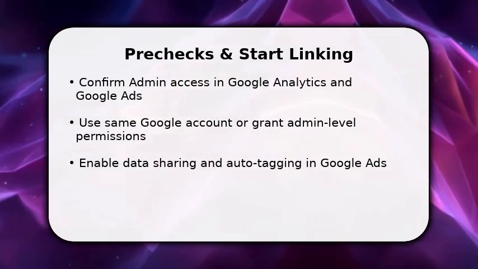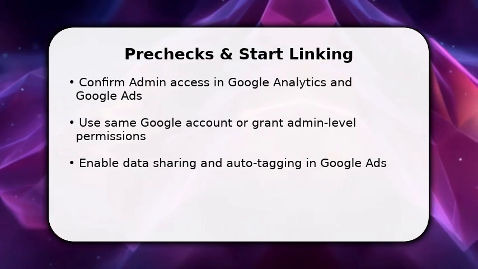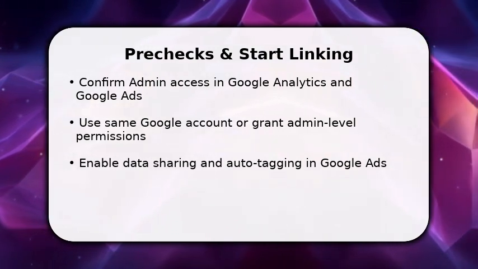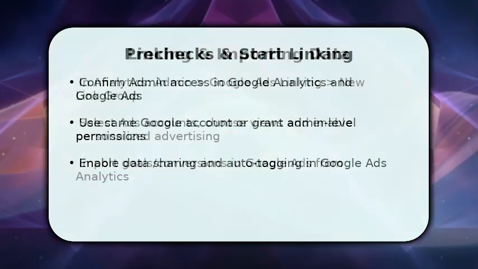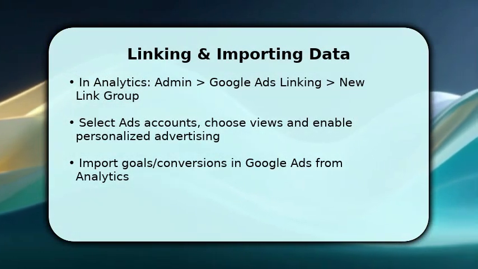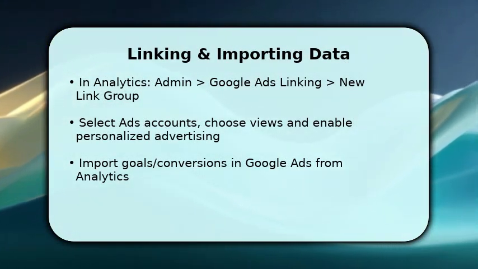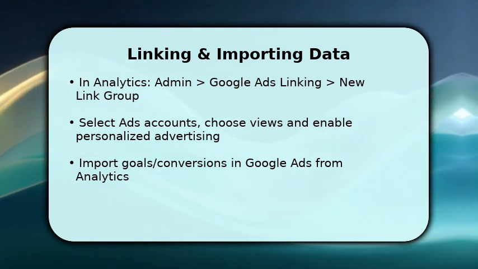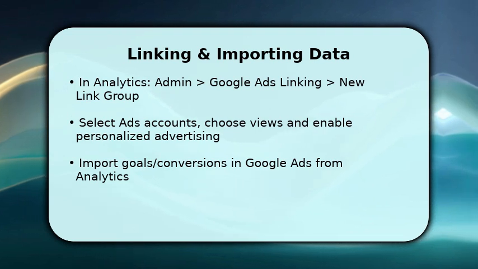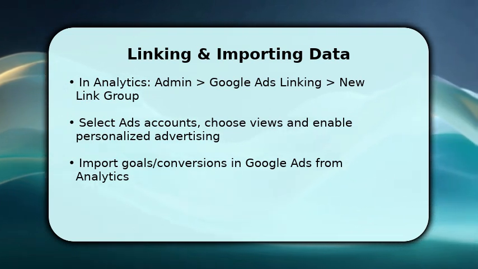If you haven't yet, match account email addresses or invite the Ads account as a user with admin rights, so you can proceed immediately. Now you'll create the link group. In Analytics Admin, choose Google Ads Linking, click New Link Group, then select the Ads account. Save to connect. Make sure to tick the relevant views so Analytics data is shared.